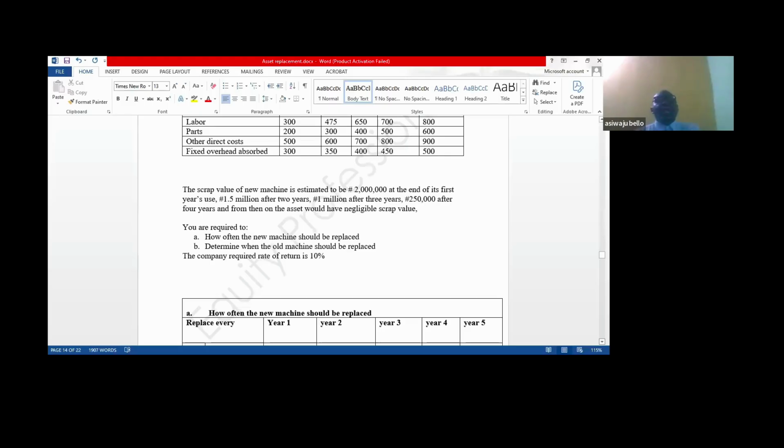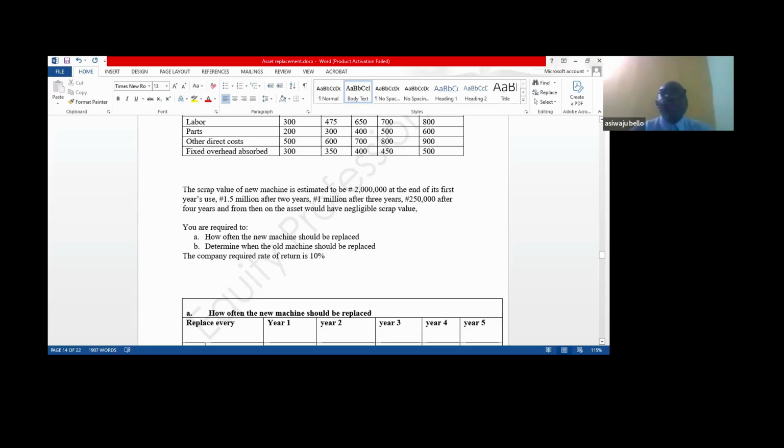You are required to determine how often the new machine should be replaced. How often should we replace the new machine? Requirement A is about the new machine. If I buy the new machine, how often should I replace it? Should I replace every 1 year, or every 2 years, or every 3 years? What is the frequency of replacement?